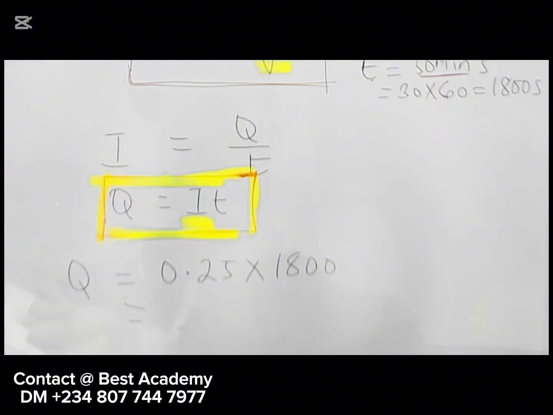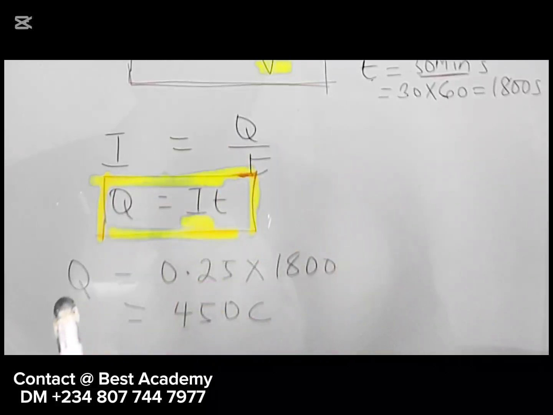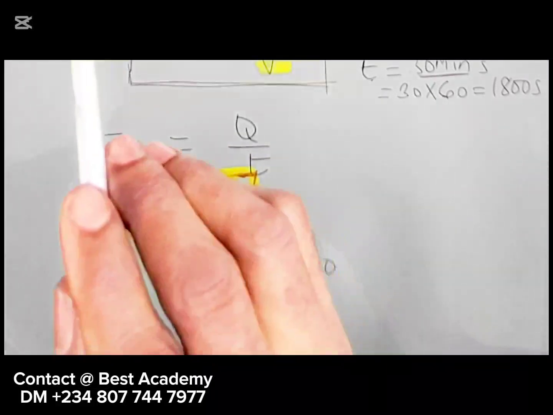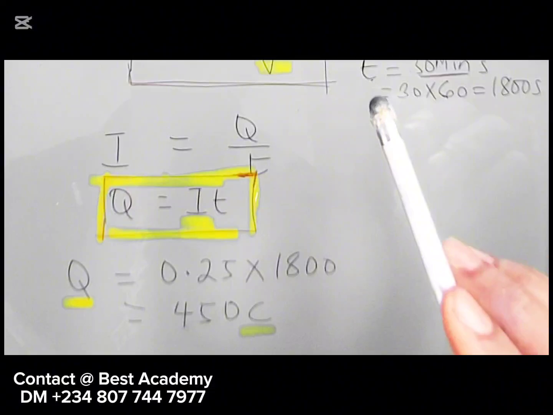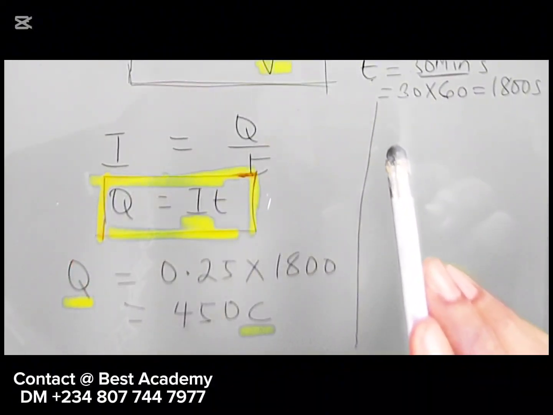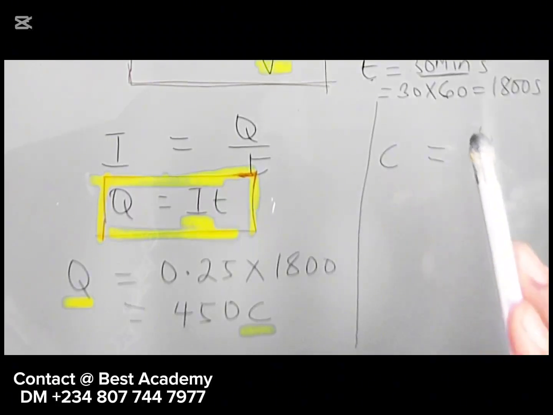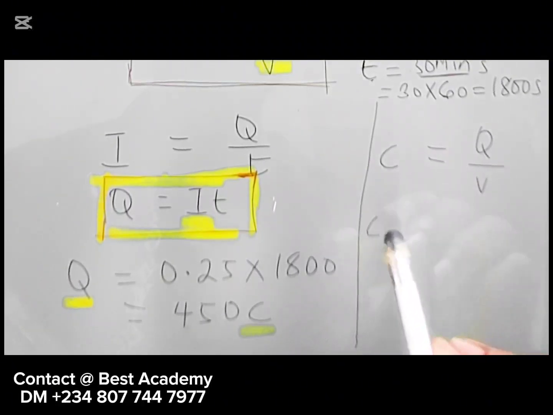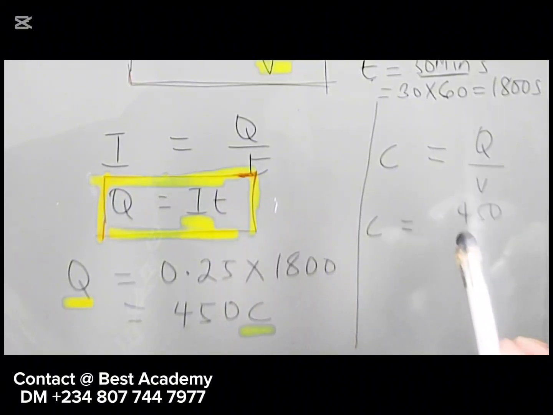When we punch our calculator, our answer for Q is 450. Please be careful; you can also punch yours in case I'm making a mistake. The unit of the charge is coulombs. Now finally, we have gotten the charge. Finally, let's calculate for capacitance C. Capacitance C is Q over V. So our C will be equal to 450 divided by 200.